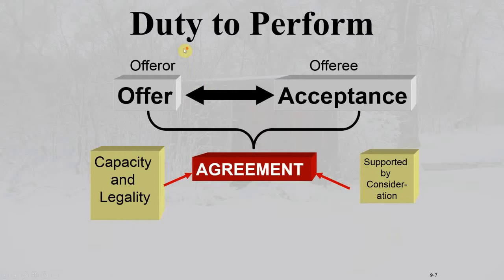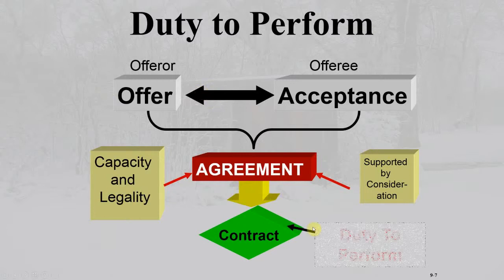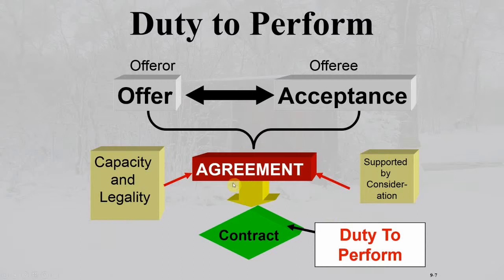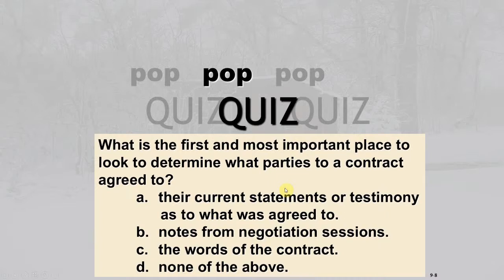So again, we have a duty to perform, and much like with tort, right? So we've got the things that we talked about last chapter, where we've got an offer and acceptance and those types of things. If we have an agreement, we have a contract, and we have a duty to perform by both parties, right? Probably the paying party and the payee party. Okay, what's the first and most important place to look to determine what parties to a contract agreed to? Probably the words of the contract, right? Notes from negotiating sessions, those are separate from the contract, right? Their current statements, that's kind of parole evidence, right? So we're going to go look at the contract if it's in fact written.